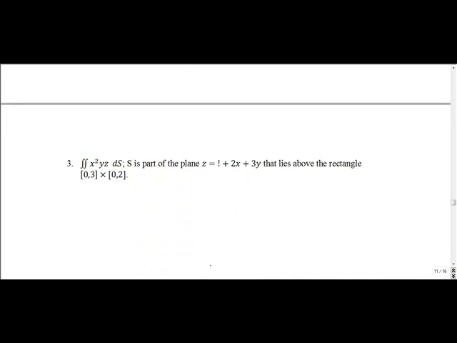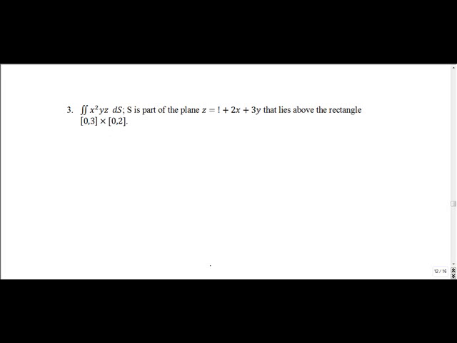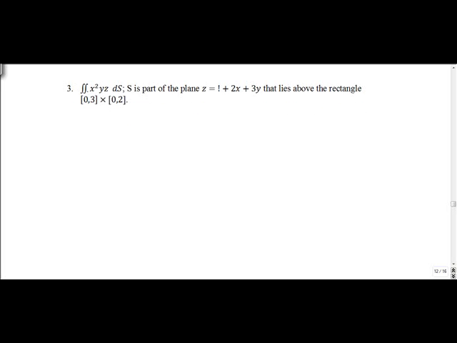Now look at this. Number 3. The double integral over S of x squared yz dS. S is a part of the plane z. What is that? I think this is supposed to be a 1. It's a 1. z is equal to 1 plus 2x plus 3y that lies above the rectangle [0, 3] cross [0, 2].